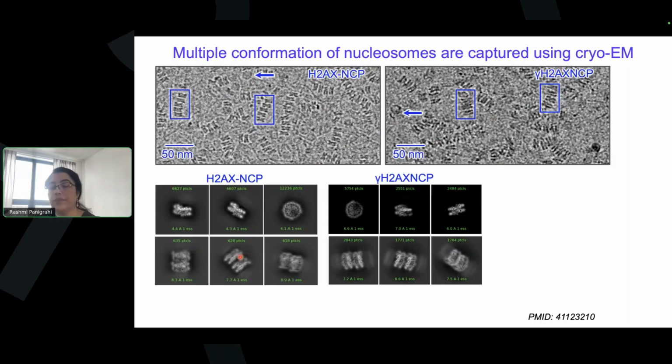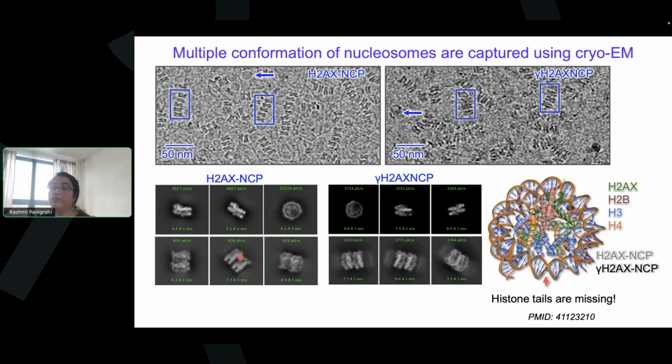Now, the overlay of the model of the canonical form of the phosphorylated and non-phosphorylated nucleosomes shows that they were almost identical. The histone tails were missing, and that is quite expected, shown by others as well, because of the flexibility issue. And as you can see here, all the histone proteins are color-coded.